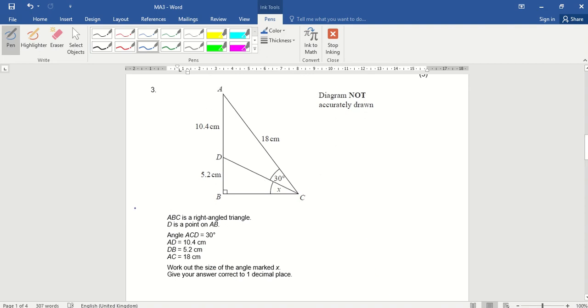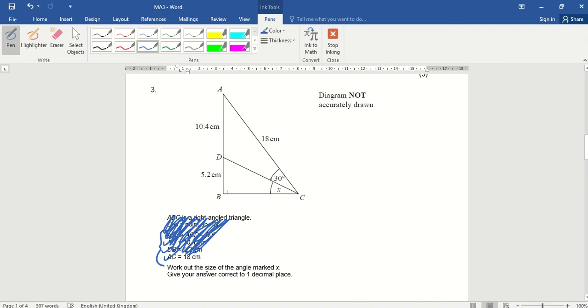So the first thing I'm going to do is say, look, we've got all of this information here. Let me just double check it's on my diagram. So ACD, from A to C to D, so this angle here is 30. Yeah, we've got that there. AD is 10.4. Yep. DB is 5.2. Yep. And AC is 18. Okay. We're also told that it is right angled. We can see that already. And D is a point on AB. So we've used all of this information. It's on our diagram. We don't need to look at it anymore.